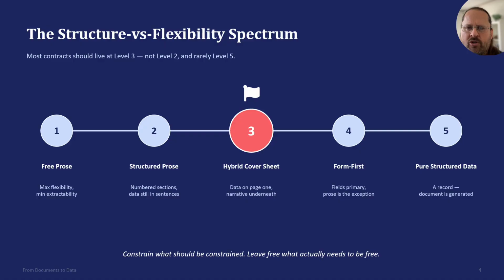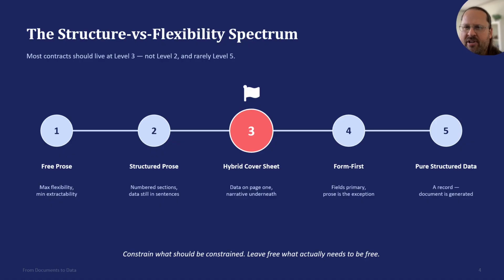Position 2 is structured prose. Numbered sections, defined terms, consistent headings. Section 4, payment terms. This is where about 80% of contracts and formal business documents live today. It's better than free prose, but the data itself is still embedded inside sentences. A computer or a person still has to read in order to extract net 30 days versus net 45 days. Structure exists at the level of the outline. It doesn't exist at the level of the fact.